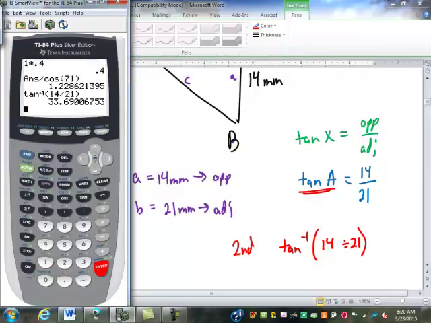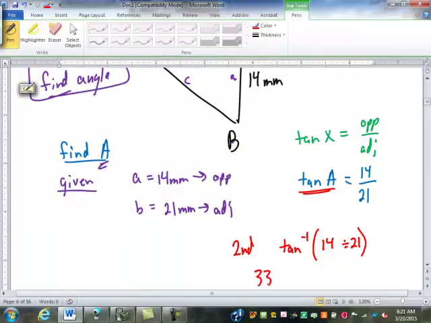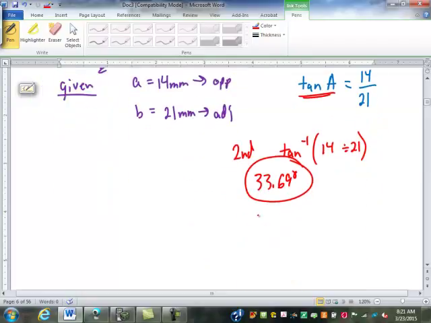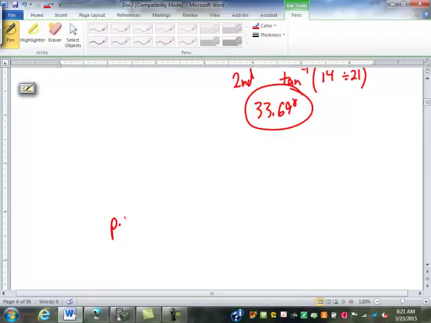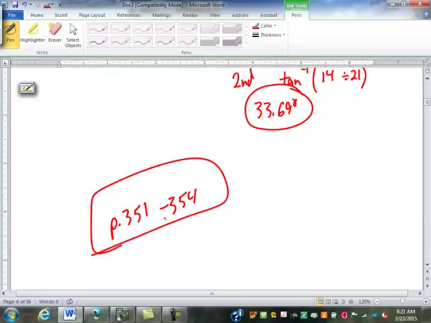Perfect, 33.69 degrees. And that is all the time we have for today, so your homework is going to be in that packet I just handed out. Page 351 through 354, finding the missing pieces of those triangles.